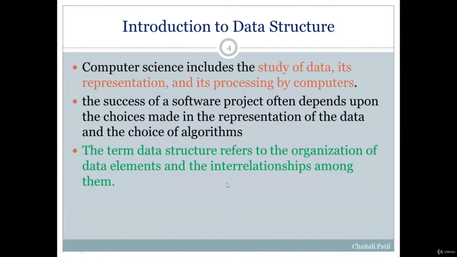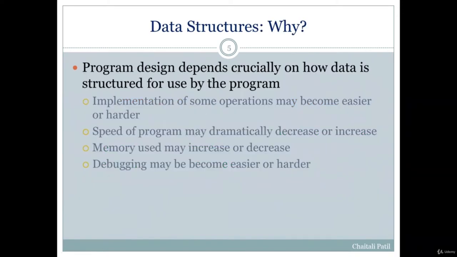So, in computer science, the study of data, its representation, and its processing is very important. The success of any software depends on the representation of data and the selection of the algorithm. The term data structures refers to the organization of data elements and the interrelationship among them. Now, why is the data structure important? If we have selected data structures properly, then the implementation of some operations may become easier, the speed of the program may dramatically increase, memory efficiency may increase, and debugging may become easier.